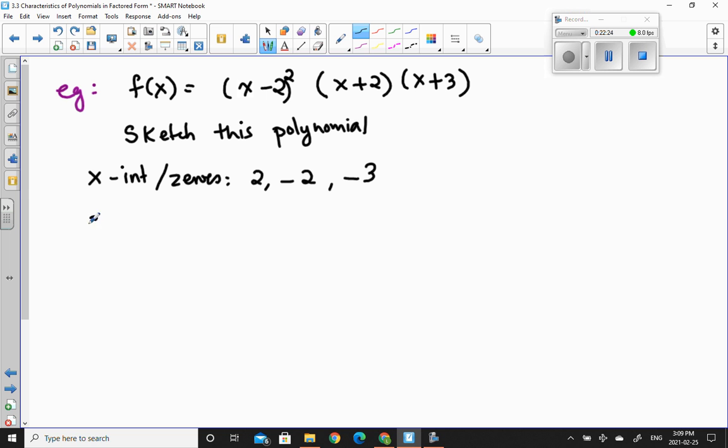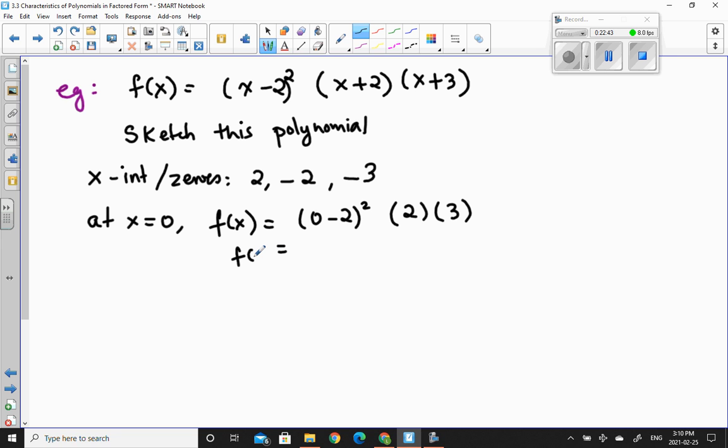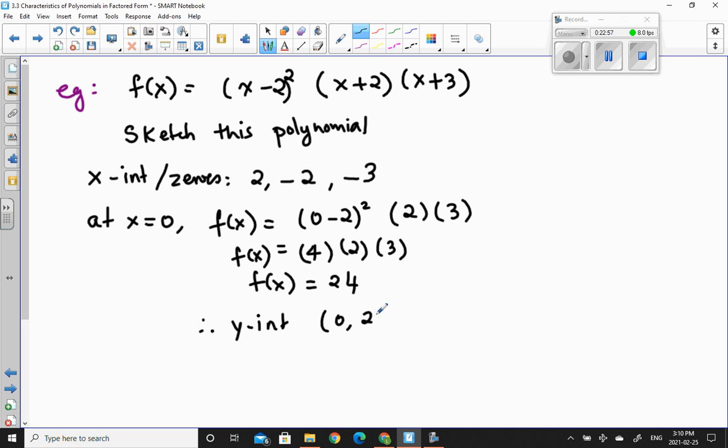And you can find the y-intercept at x equals 0. If you put 0 here, you'll get f of x equals 0 minus 2 squared times 0 plus 2 times 0 plus 3. So it's going to be f of x equals 0 minus 2 is -2, squared is 4, times 2 times 3. F of x equals 24. So therefore the y-intercept is 0, 24.